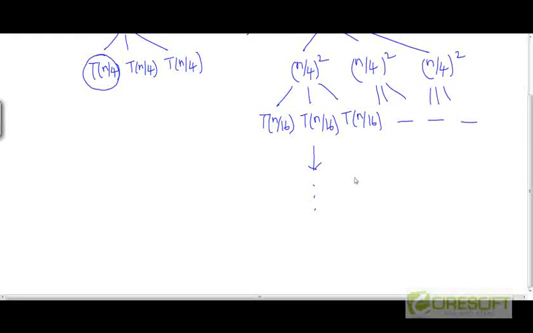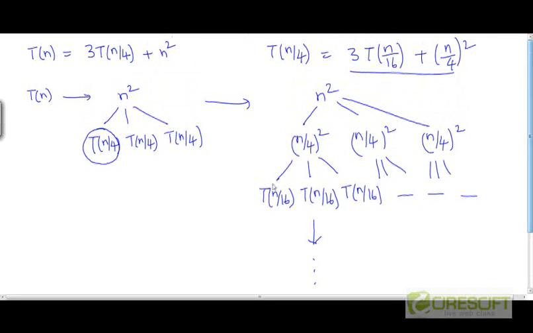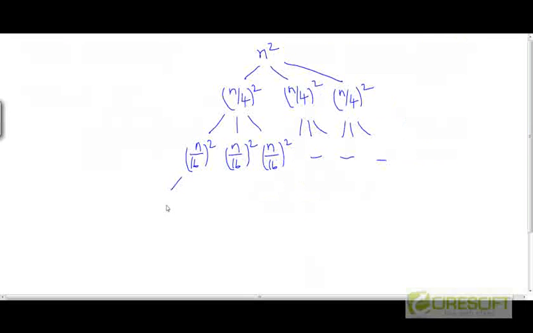So we'll have n by 16 square because when we look at the recurrence for T of n by 16, we're going to have n by 16 square. And then the subproblems are going to be of size 1/4 of this. So that's going to be T of n by 64. So we'll have subproblems of size n by 64 at the next level. And so when we expand the next level, we'll have n by 64 square as the value of the costs.